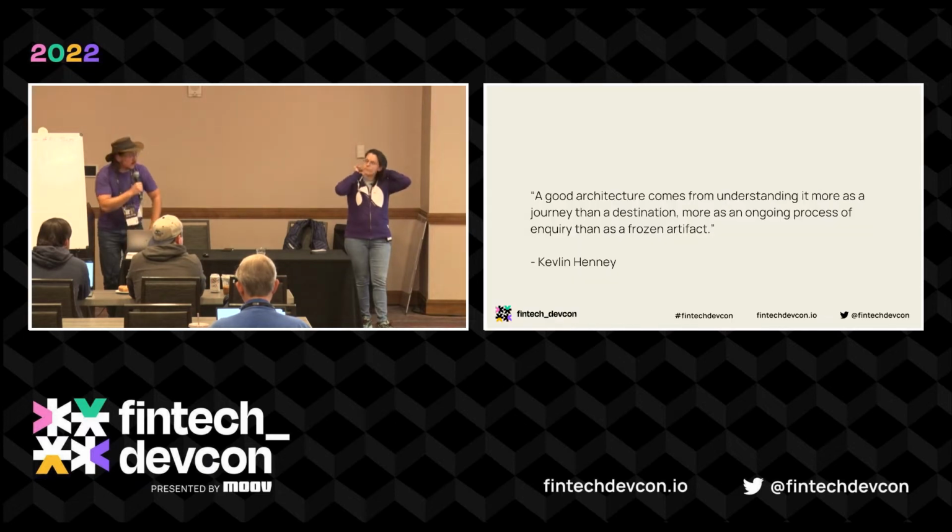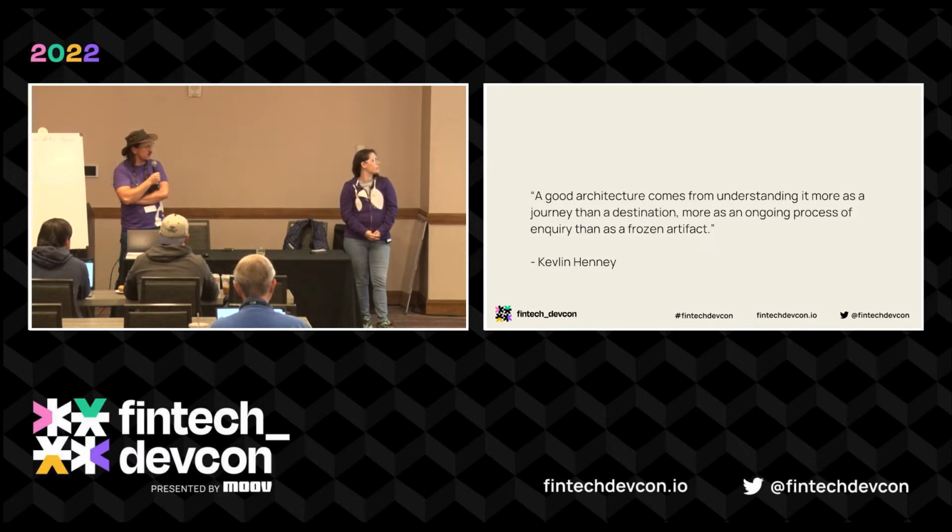So I'm going to start today with a quote. The quote is from Kevlin Henney: "A good architecture comes from understanding it more as a journey than a destination, more as an ongoing process of inquiry than as a frozen artifact." Architecture is difficult to talk about in software, in large part because it's really difficult to know what exactly it is. And I'm just going to ask the question to the group to get us started on the workshop. What is software architecture?